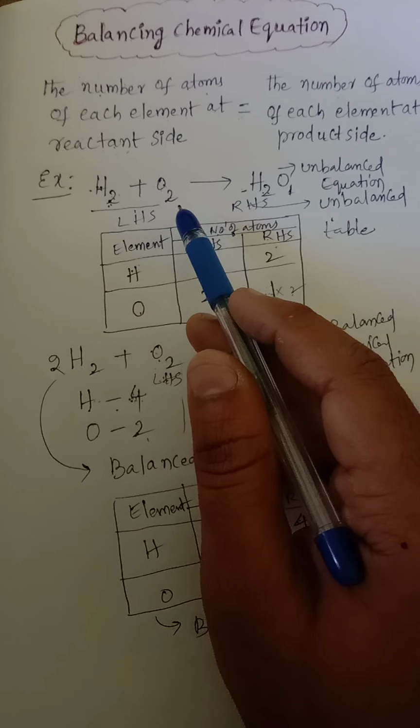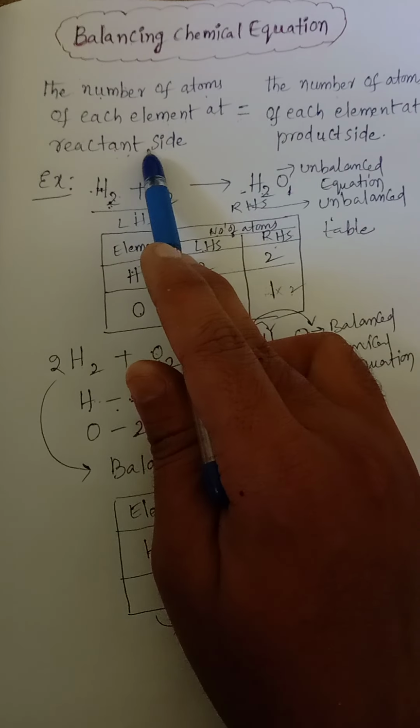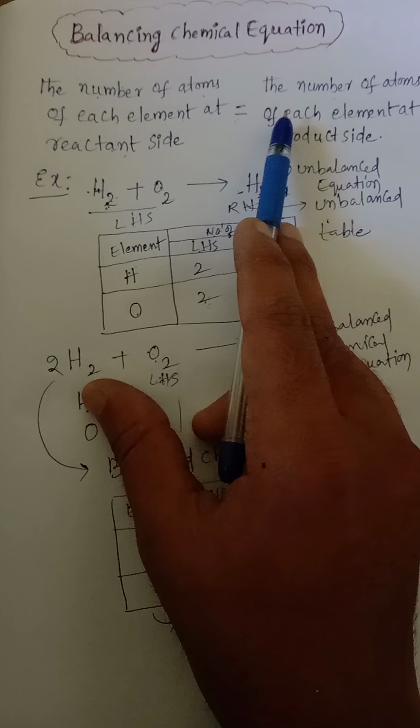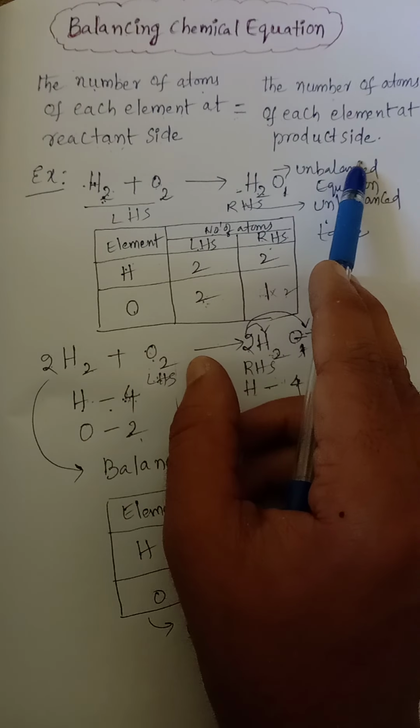To balance, the number of atoms at the reactant side must be equal to the number of atoms at the product side. So thank you.